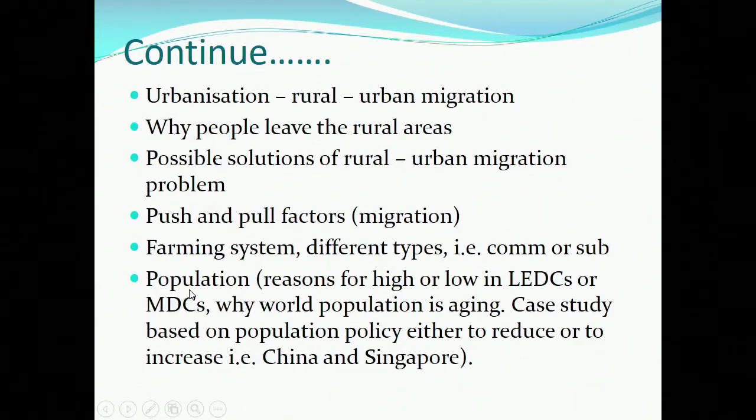Right? Then we come to the topic of population. When we come to the topic of population, we have to concentrate on population density or population distribution.